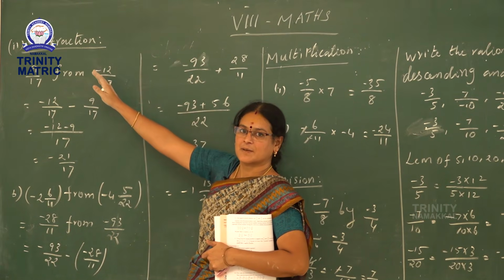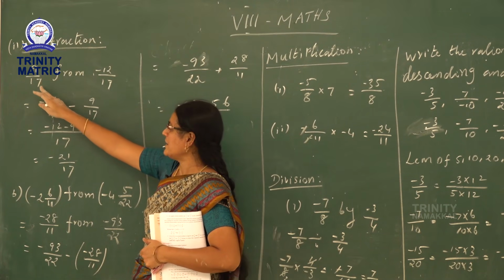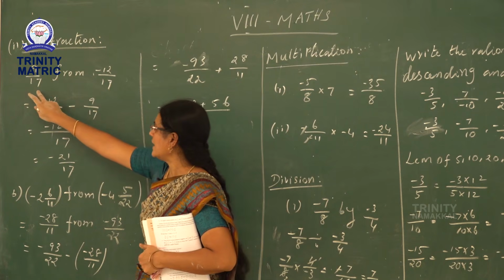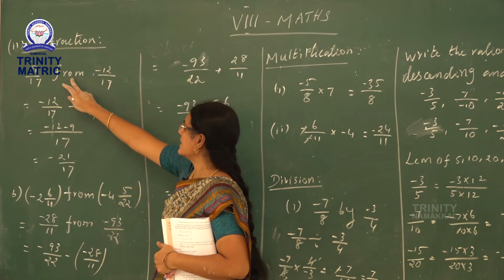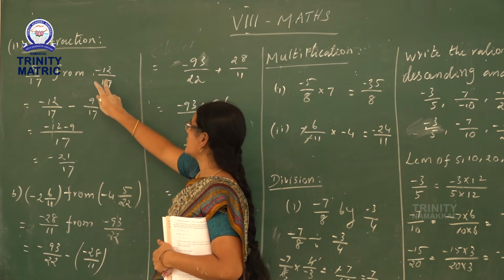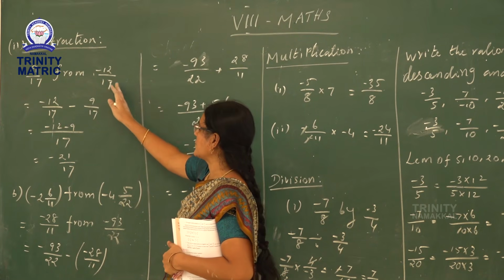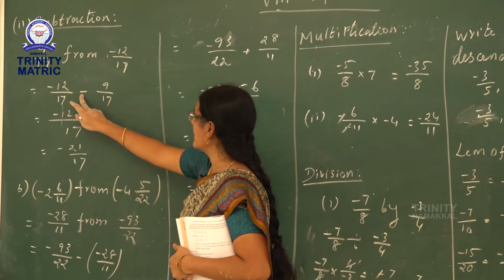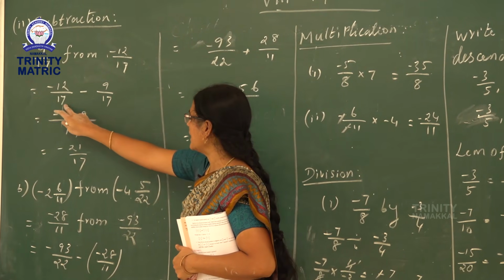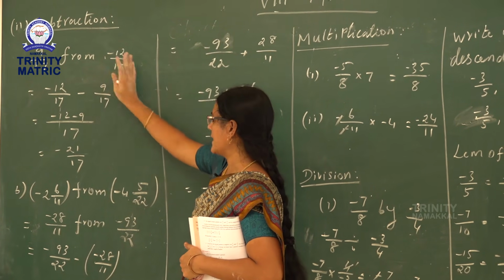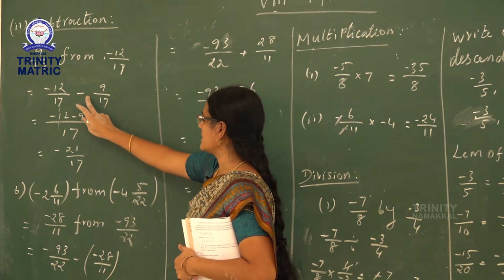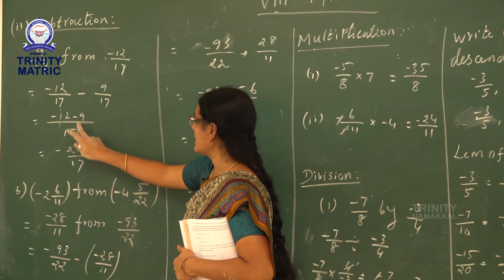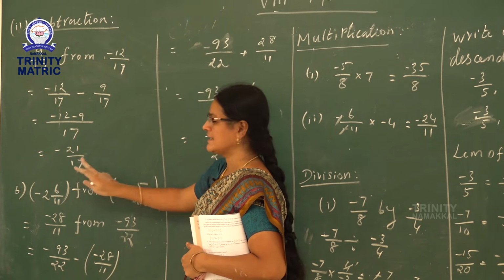Next, subtraction. 9 by 17 from minus 12 by 17. The denominators are the same, but there is one condition: from minus 12 by 17. After "from", we should write first. Minus 12 by 17, subtraction means negative symbol, 9 by 17. The denominator is the same, so we do it directly. Minus 12, minus 9, both are the same sign. Add these two numbers and put the sign: minus 21 divided by 17.